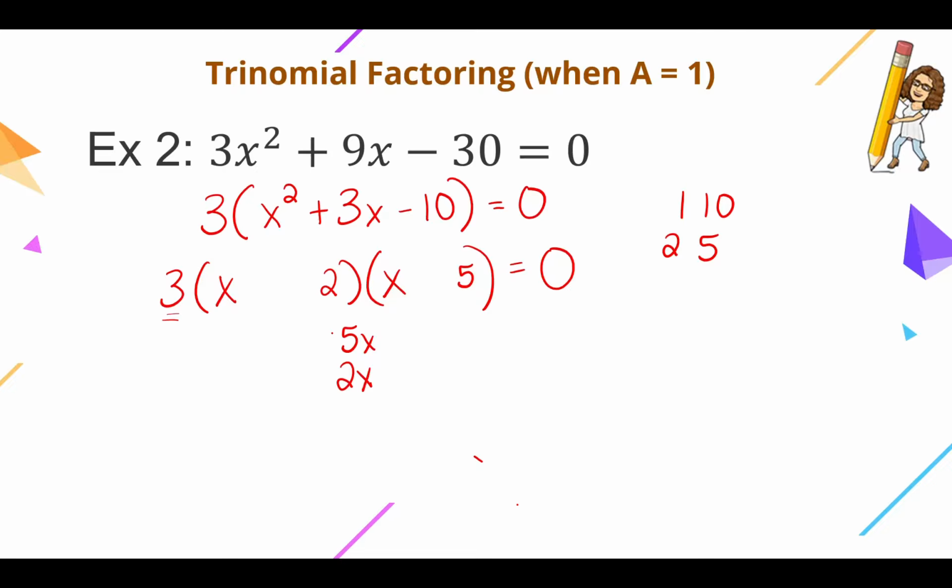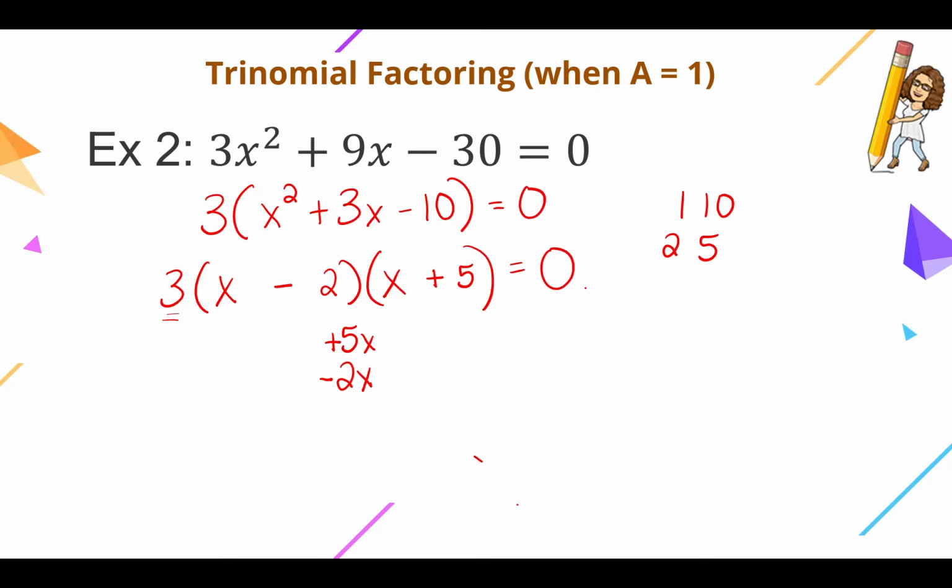Yes, right? If I had a positive 5 and a negative 2, I could get a positive 3. And if I multiply 5 times negative 2, I get a negative 10, just like we were hoping for. So now I've got to transfer those signs to their respective numbers. So plus 5, minus 2. Don't forget, you're equal to 0. We've got to keep going.